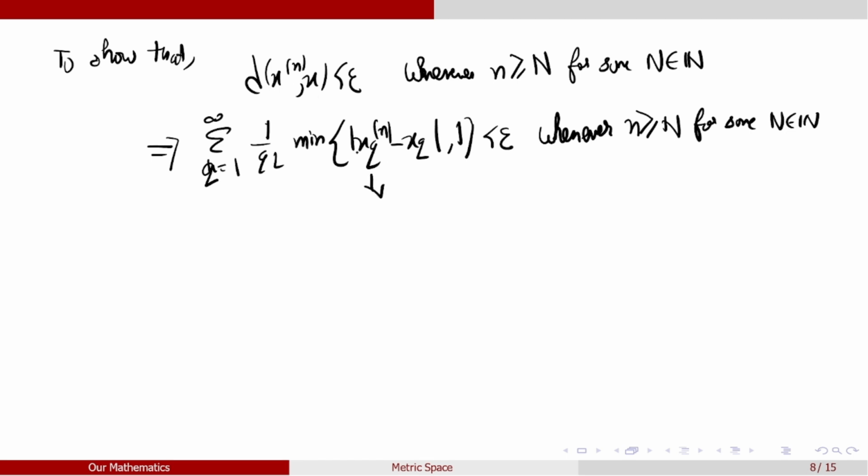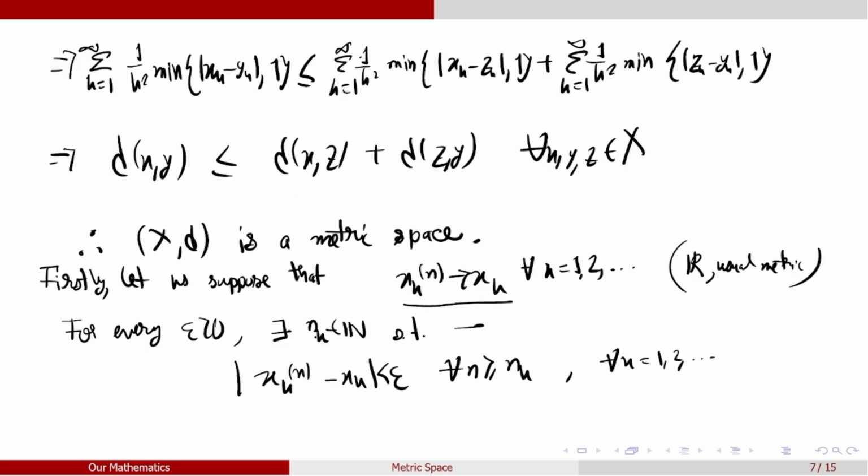Now we know that for each k this modulus term is less than epsilon for every epsilon greater than 0. So what we can do, we know this minimum term is less than or equal to both the terms. We have proved that: the minimum of a comma b is less than or equal to a and less than or equal to b. Now this is true for each k.